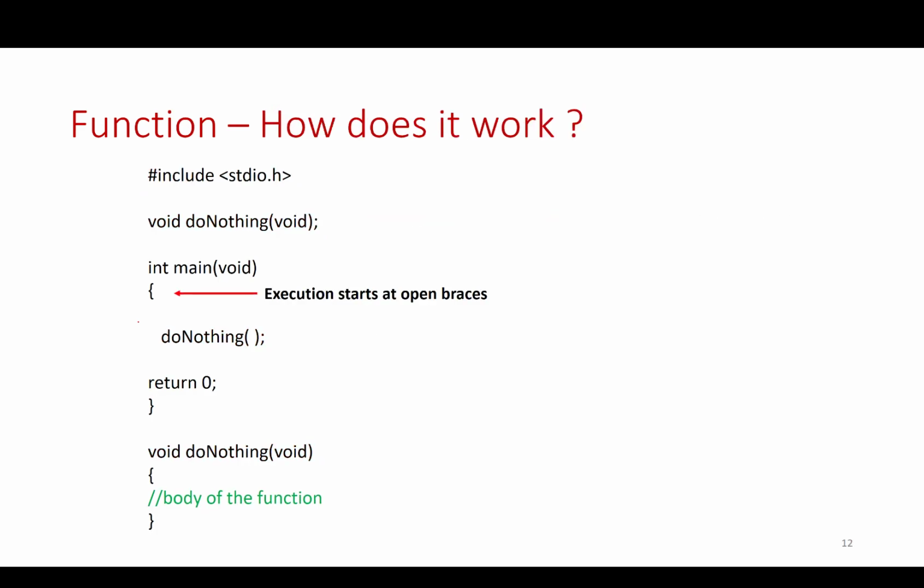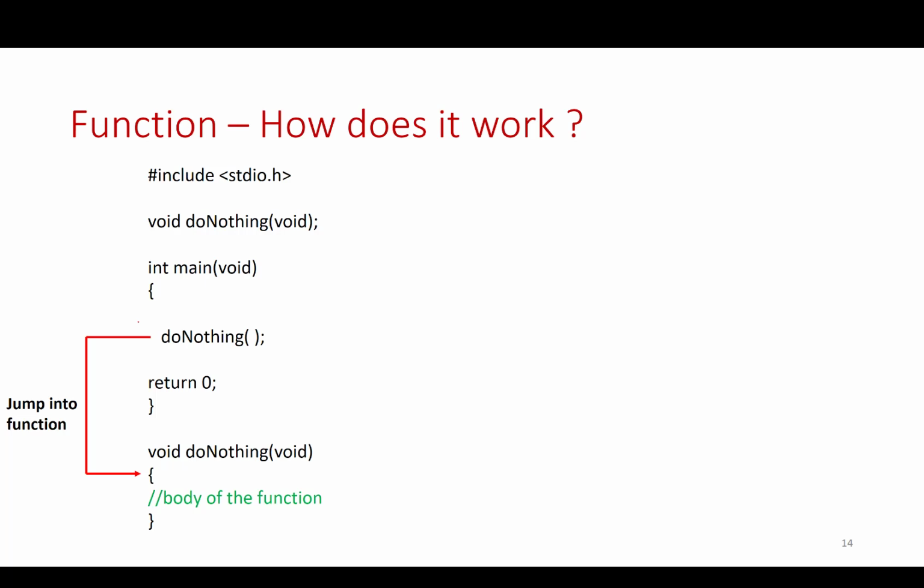And once you call the function, what will happen? The execution starts immediately after the main function. So every time the execution starts with the main function, right? And then we'll go to do nothing. We'll find that this is a function. Then we'll jump directly to the function. So once the compiler finds any function in the main function, we'll jump directly to it.